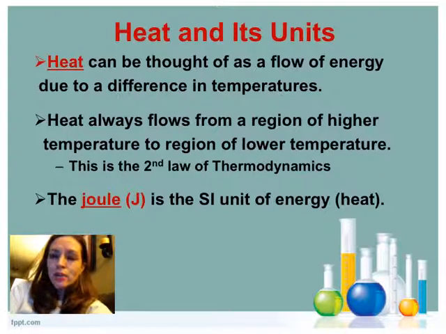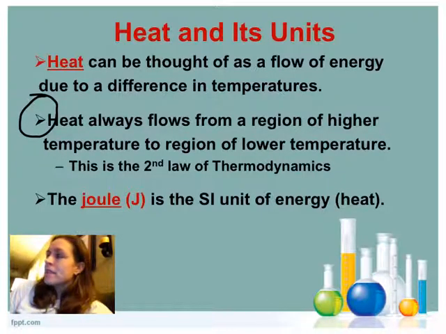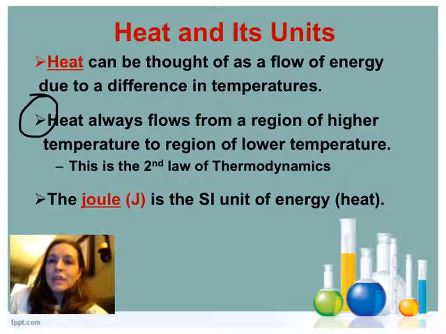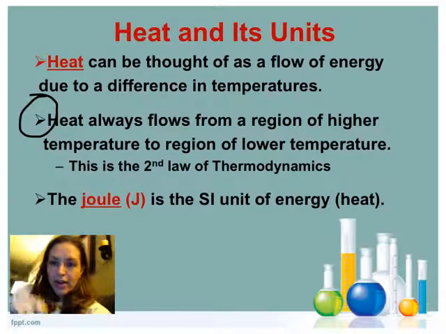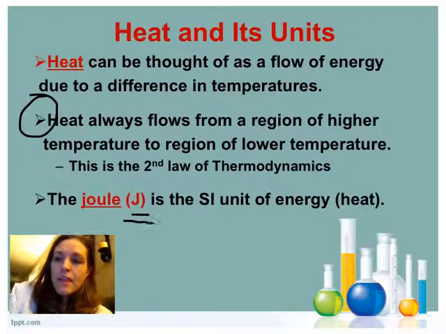This second bullet right here, heat always flows from a region of higher temperature to lower temperature. This is known as the second law of thermodynamics. Big law, because it means that heat will always go to the cooler area. So, how do we measure this? Well, the SI unit, just like moles is for an amount of substance, we're using a term called a joule. It's a capital J, and it tells us the amount of energy or heat going into or out of a system.